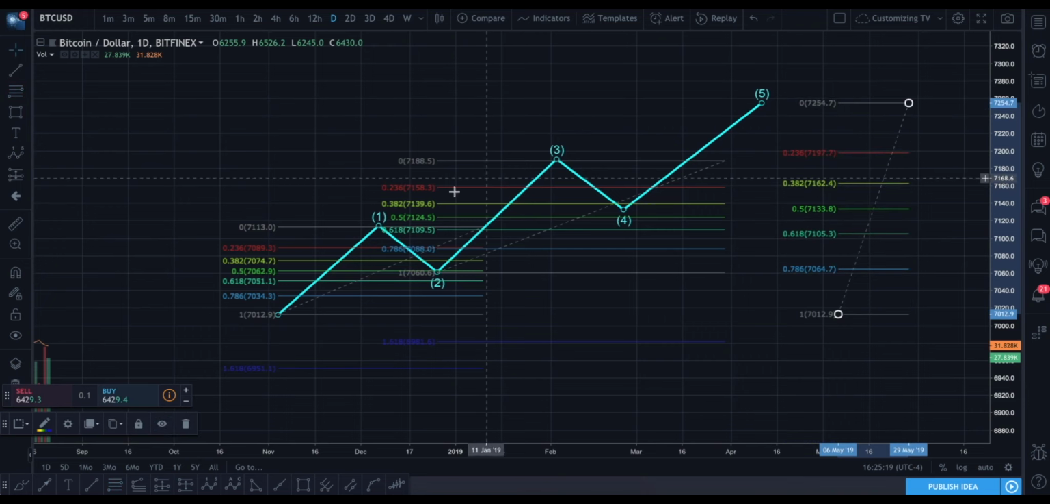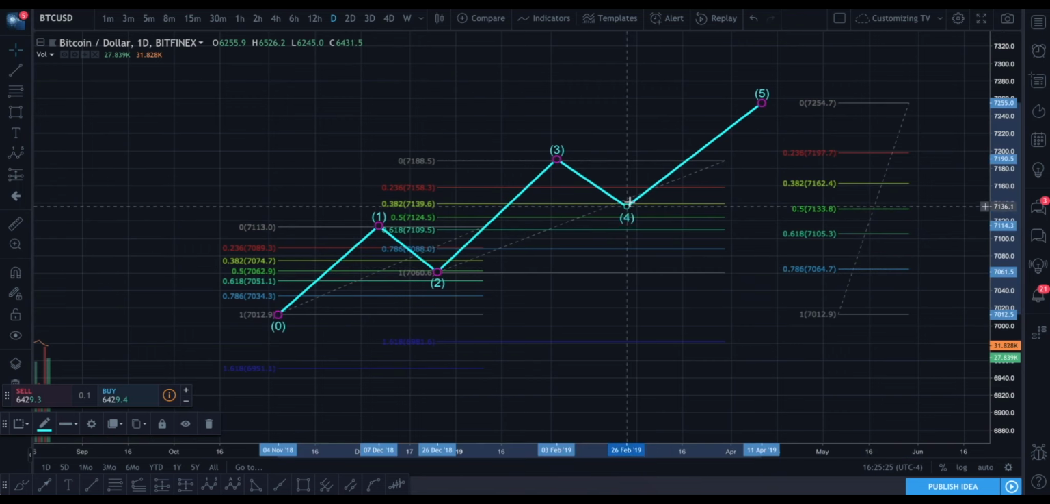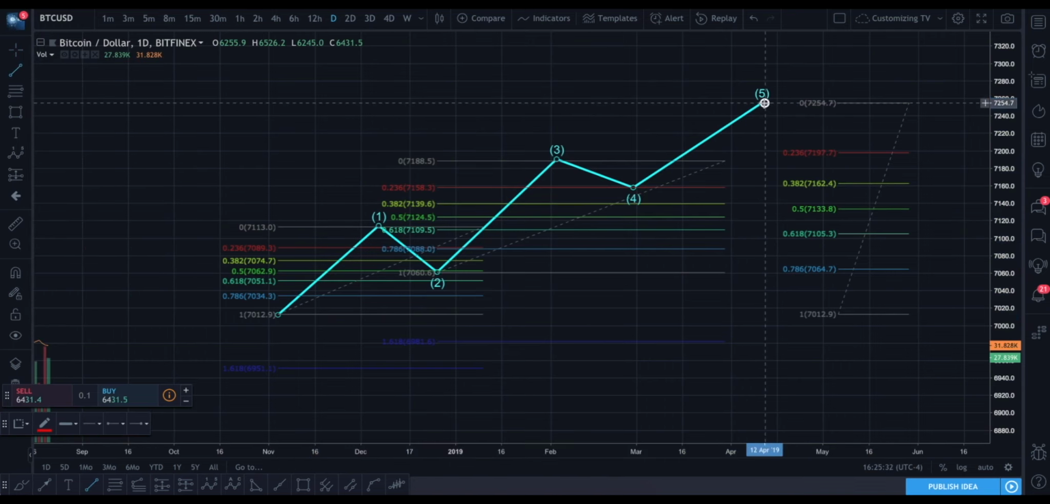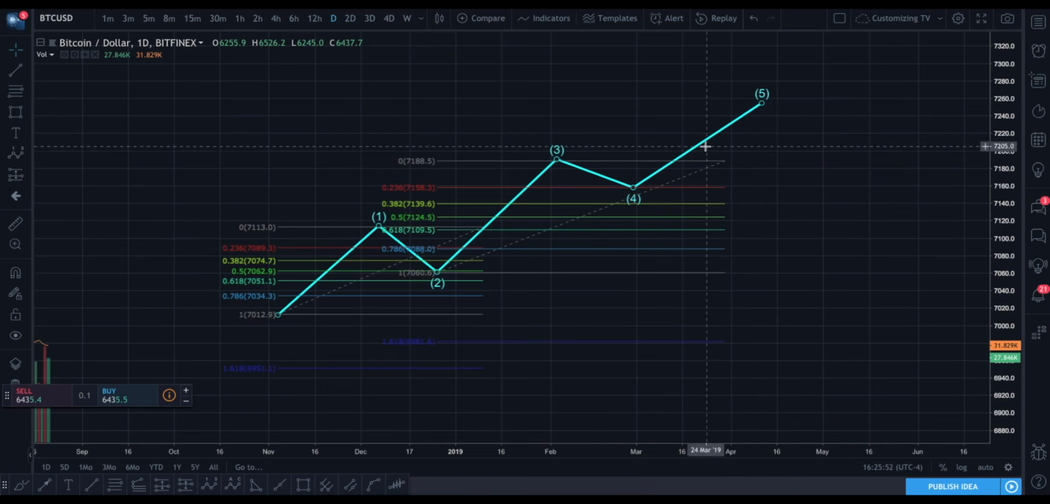And lastly, recall that if the first wave retraced to the 0.5 and the third wave retraced to the 0.236, it is likely that the final wave, the total wave structure, will retrace somewhere in the middle around here. So now let's get rid of this and let's introduce Fibonacci extensions to the equation.